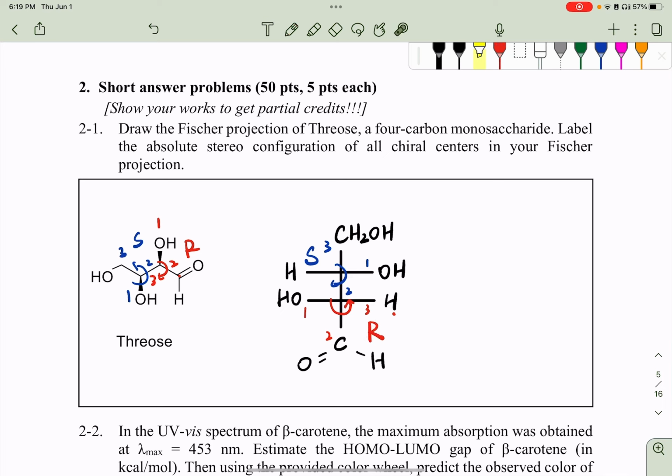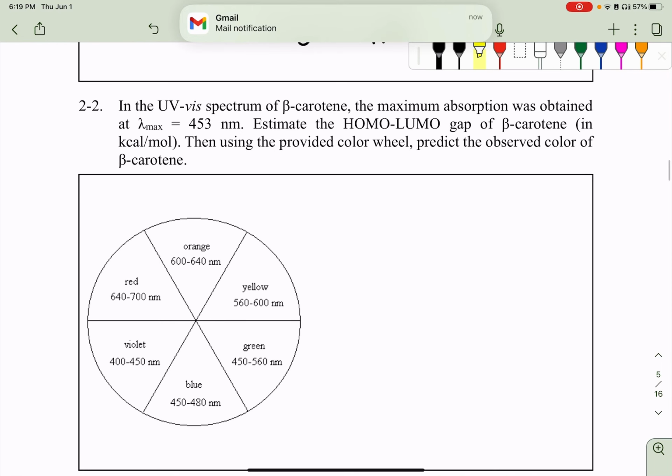So this is the question. If you put the carbonyl group on the top and the alcohol on the bottom, it's the same. Just keep it consistent. All right, 2-2. Now let's read the question. In the UV spectrum of beta carotene, the maximum absorption was obtained at lambda max equals 453. Estimate the HOMO-LUMO gap of beta carotene and use the provided color wheel to predict the color.